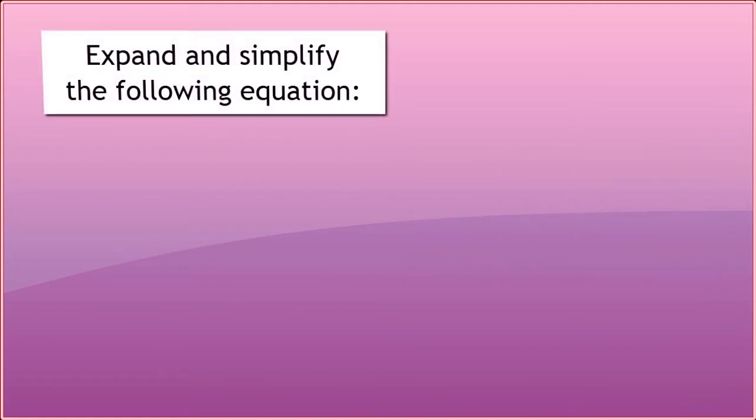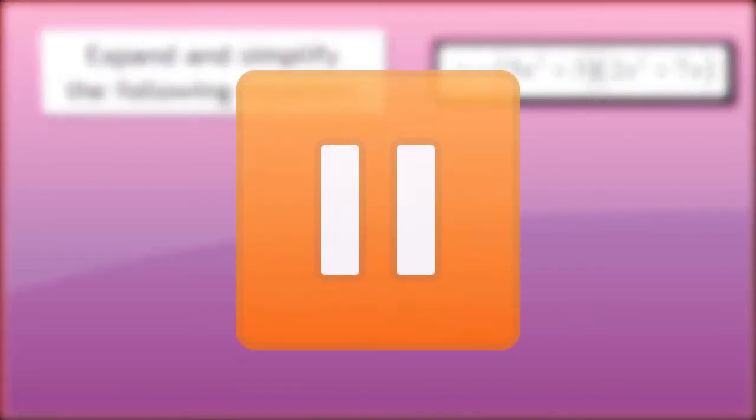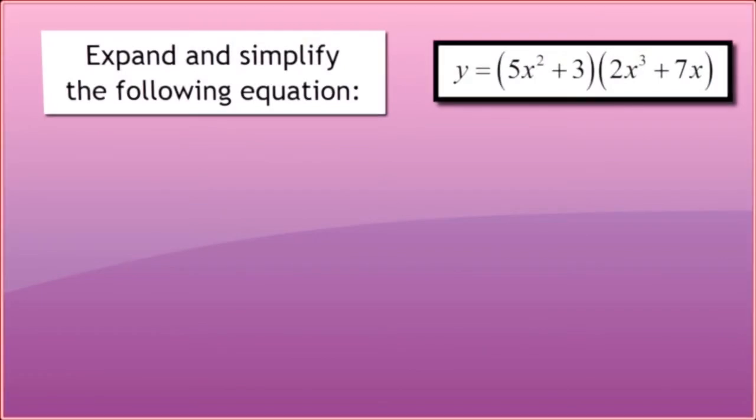Let's try an example. Consider the equation y equals 5x squared plus 3 times 2x cubed plus 7x. Pause here if you would like to try the example yourself. We can expand and simplify this equation into a polynomial using the FOIL technique. Multiply the first terms together. Since they have the same base, we can add their exponents. The result is 10x to the 5.